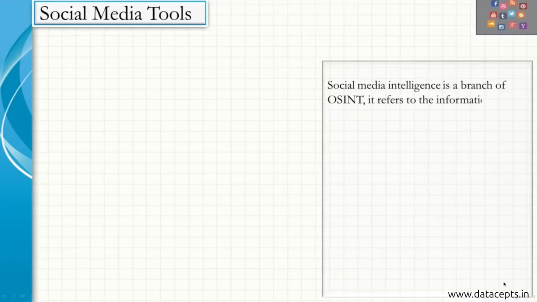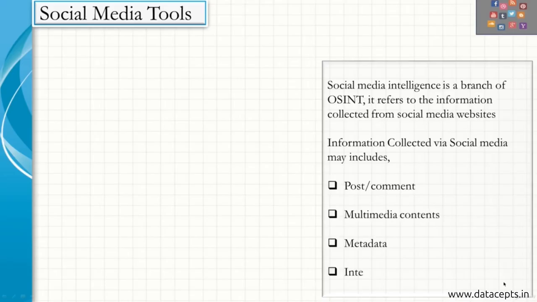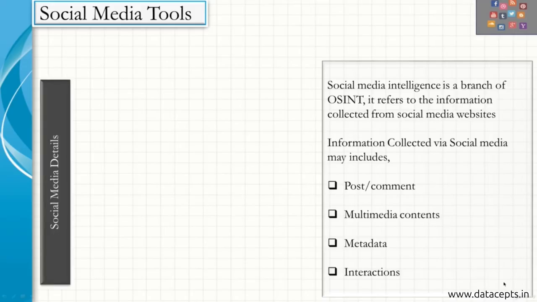Let's have a look at social media tools. Social media intelligence is a branch of OSINT. It refers to the information collected from social media websites. Information collected via social media may include posts or comments, multimedia contents, metadata, and interactions. Let us have a look at a couple of them.